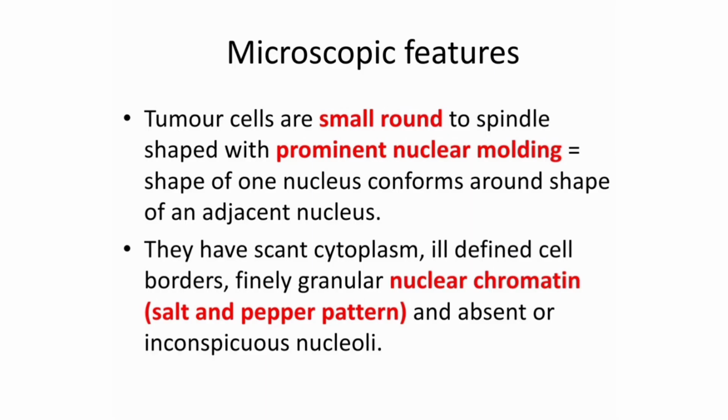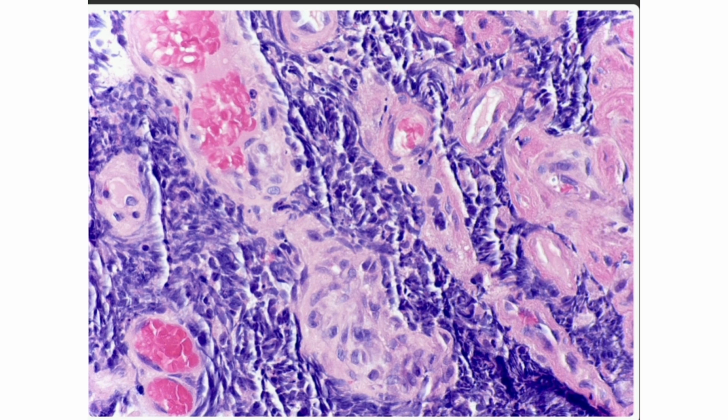So microscopically it is composed of small round cells with prominent nuclear molding. मोल्डिंग का क्या मतलब होता है? जब एक के बाजू के दूसरा न्यूक्लियस एक दूसरे के शेप को इस तरह से कन्फॉर्म करते हैं दैट दे मोल्ड अपॉन ईच अदर. These cells, they have scant cytoplasm. The nuclear chromatin is the salt and pepper type. In this picture, you can see very small hyperchromatic nuclei and the nuclear chromatin, which is salt and pepper type.